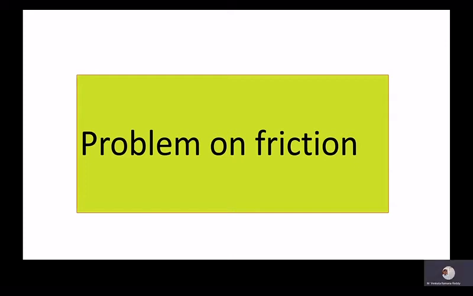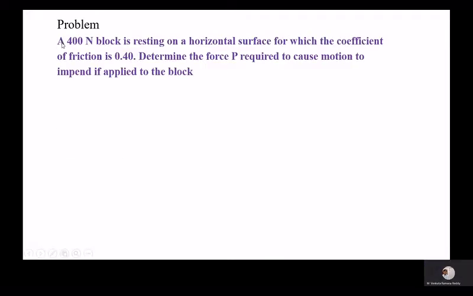Now we'll discuss a problem on friction. What is the given problem? The problem is: a 400 Newton block is resting on a horizontal surface for which the coefficient of friction is 0.40. Determine the force P required to cause the motion to impend if applied to the block.